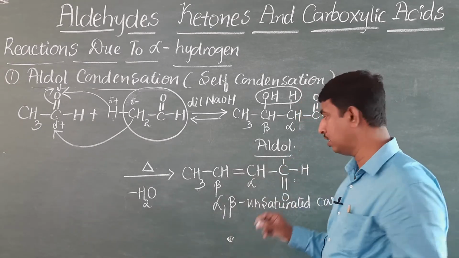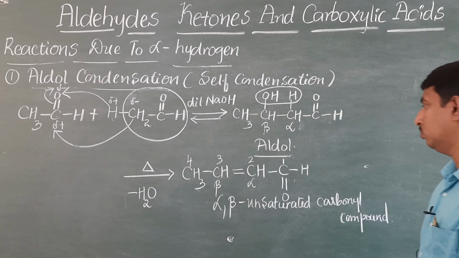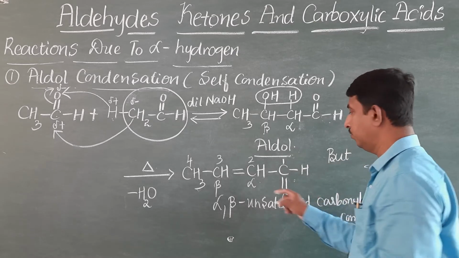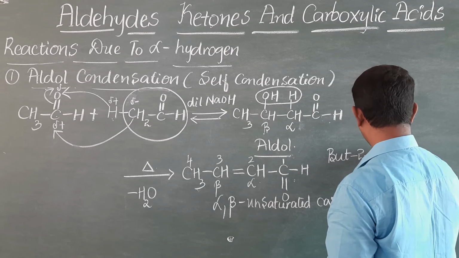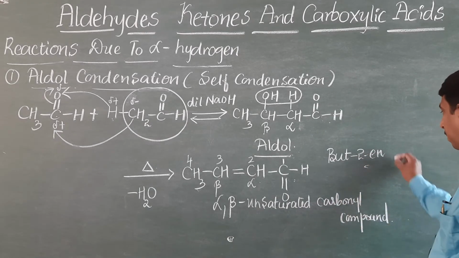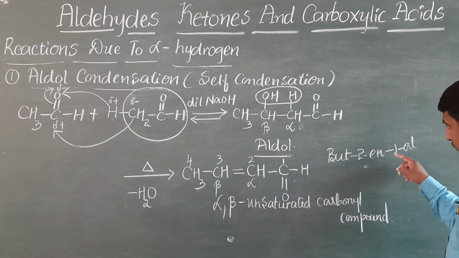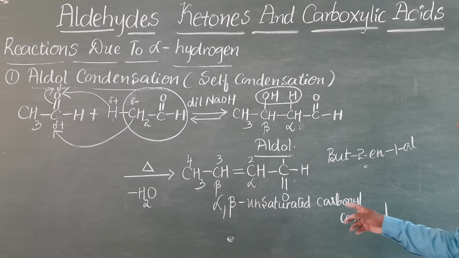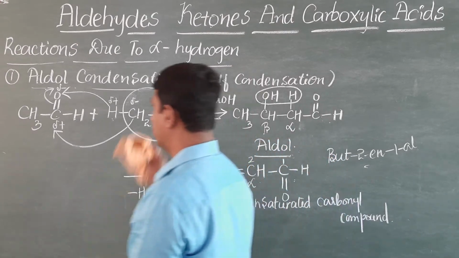Functional group should get the least number: carbon number 1, second one, third one, fourth one, correct. So the total number of carbon atoms is 4, so it is but. We can't write ANE because there is a double bond. At second position it is 2-ene, that is En, 1-al. Al represents the aldehyde group. So but-2-en-1-al, or it is an alpha, beta unsaturated carbonyl compound.